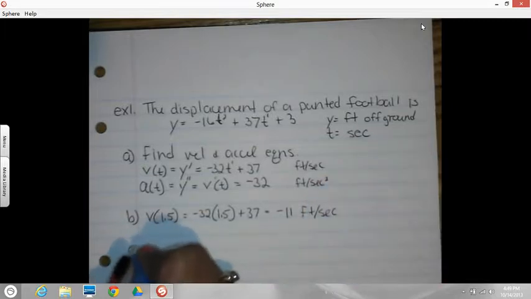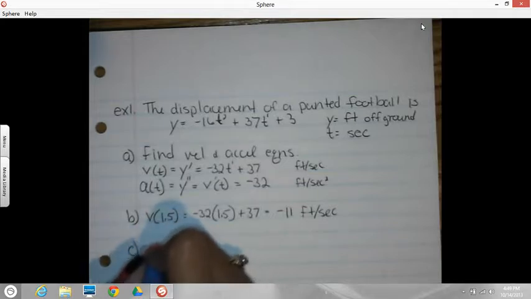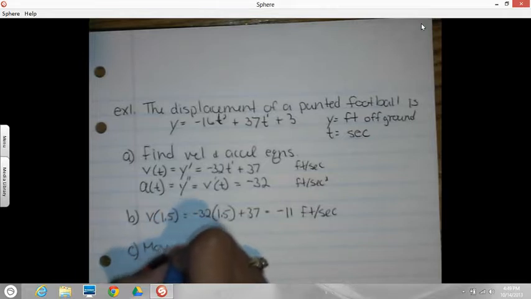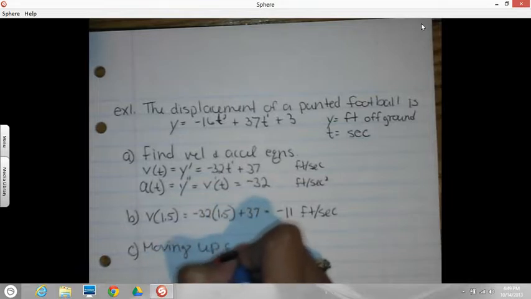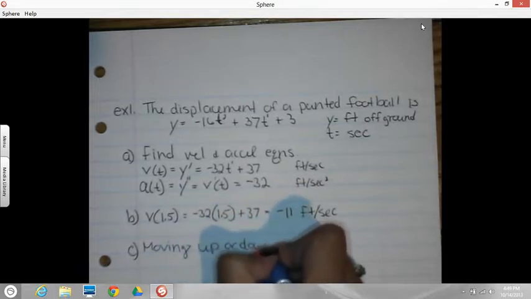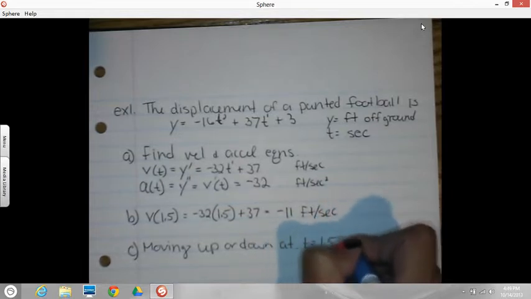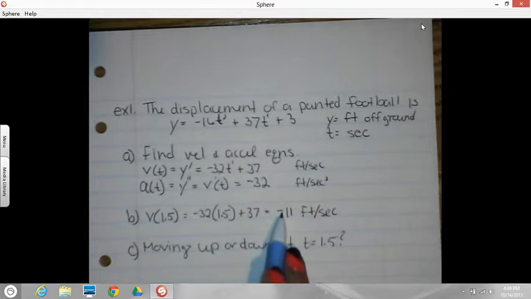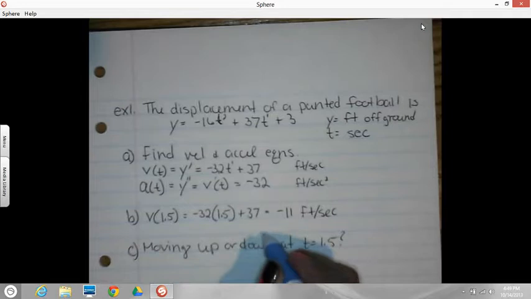Okay, based on that answer, is the ball moving up or down? Is it still on its way up, or is it coming back down? At time equals 1.5. Well, because it's negative, that means the distance from the ground is decreasing and getting closer, so it's on its way back down.